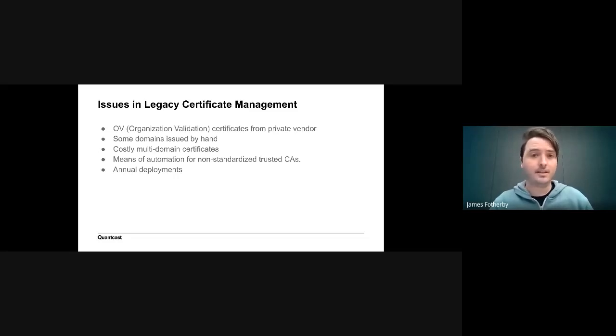Also, there were costly multi-domain certificates and costly organization validation, with certificate authorities charging a lot just for an additional SAN, for instance. And there was a relatively infrequent annual rotation cycle where institutional knowledge could potentially be lost in the course of that time frame.